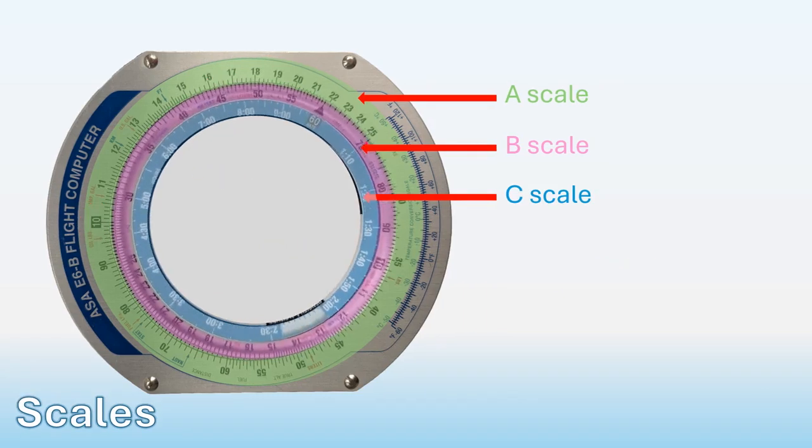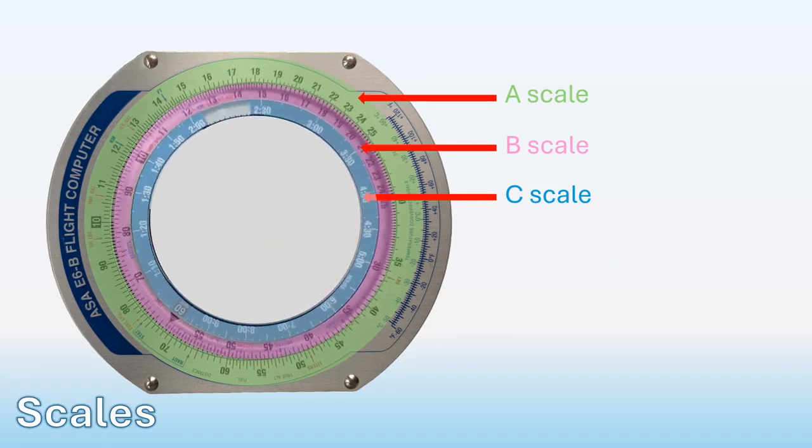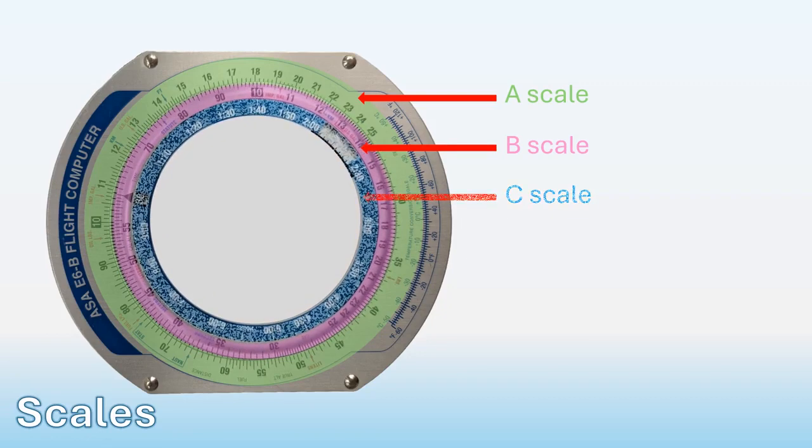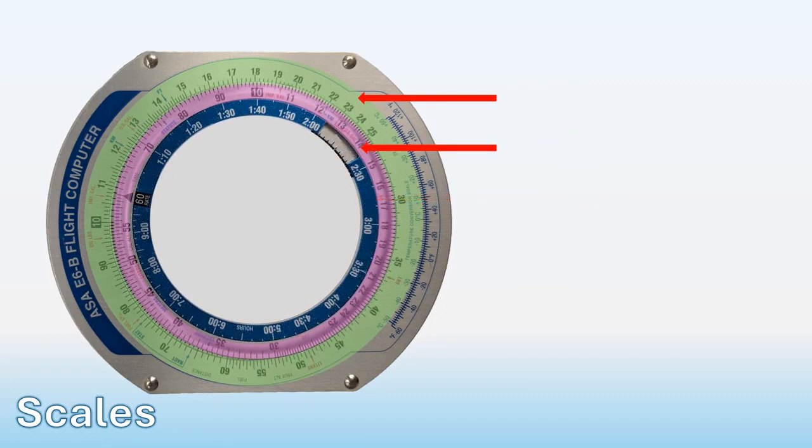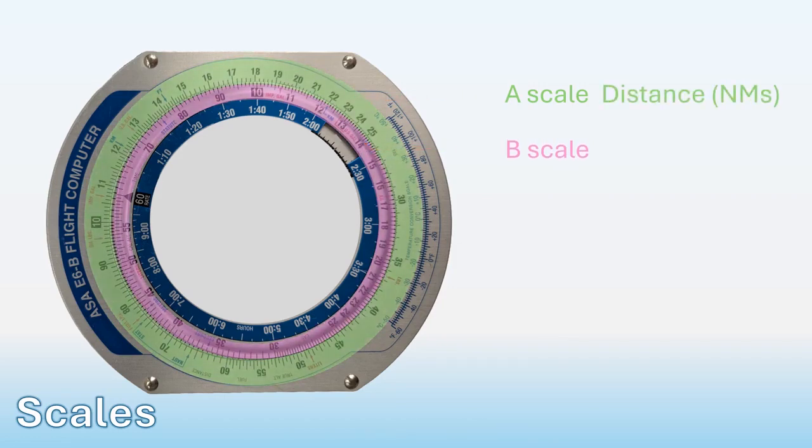The C scale is not often used due to its synchronization with the B scale. Most computations predominantly rely on the A and B scales. In our calculation, we will use the A scale to represent distance in nautical miles and the speed in knots. If you prefer statute miles, then the speed will be miles per hour. Just be consistent. We want the B scale to denote time in minutes.